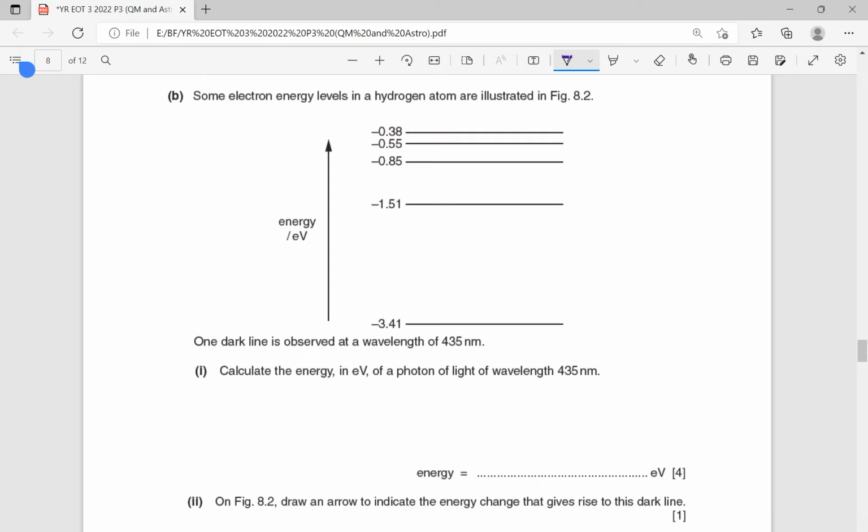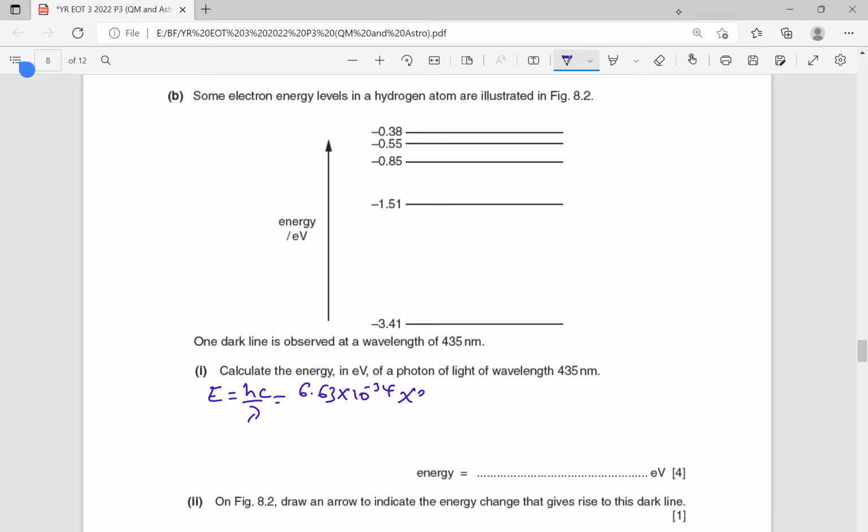These are easy questions. When you do them many times, you become an expert. They now start boring. So energy is equal to hc over lambda. So this will be 6.63 times 10 power negative 34.